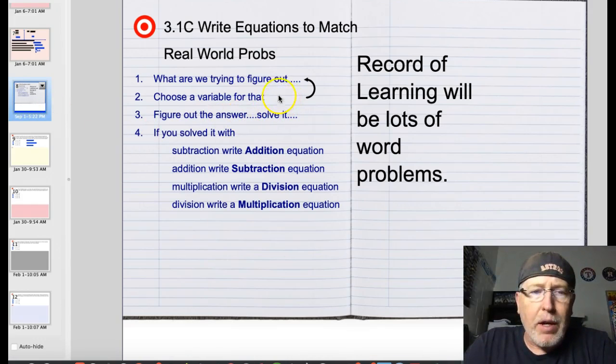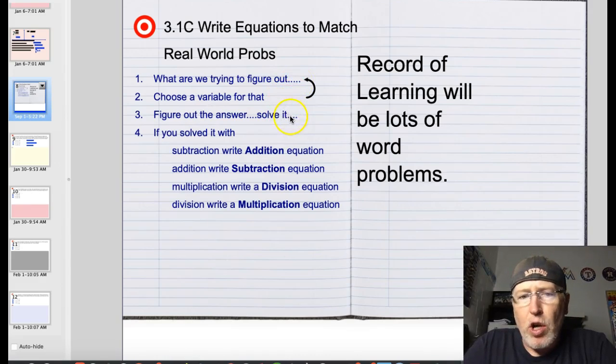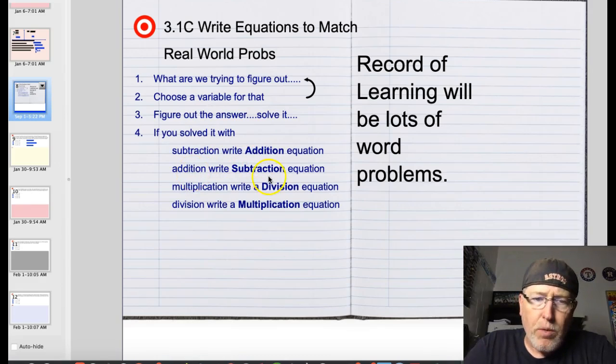Think about, number 1, what are you trying to figure out in the question? What is it asking for? Choose a variable, solve the problem, and then use the opposite operation to write it. So if you solved it with subtraction, write with addition. Solved it with addition, write with subtraction. Solved with multiplication, write a division equation. If you solve with division, write a multiplication equation. So our record of learning is just going to be lots of word problems.